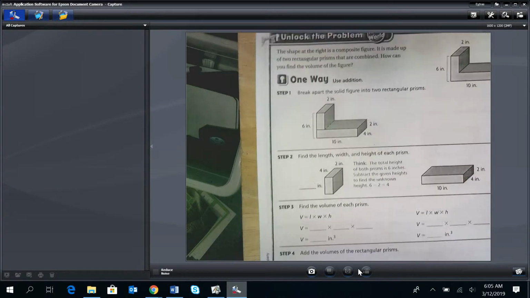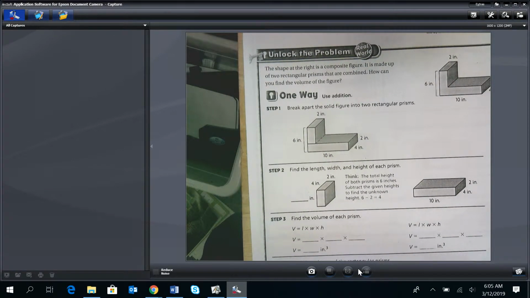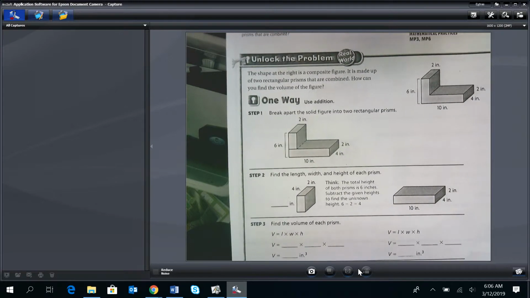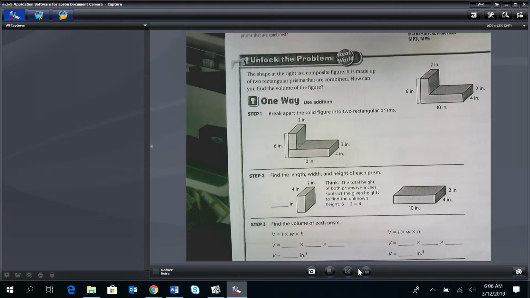All right, guys, we're going to find the volume of a composed figure. How can you find the volume of rectangular prisms that are combined? A lot of shapes have combined figures, and there are two ways to do it. You'll have to decide which way works best for you.